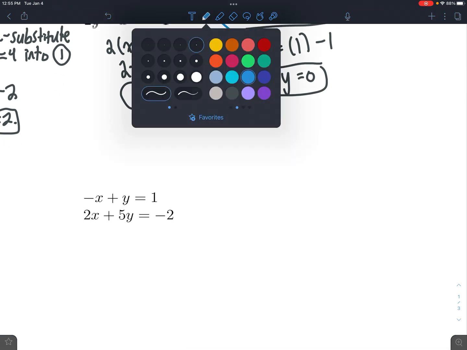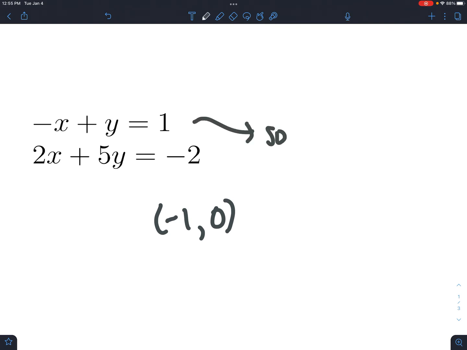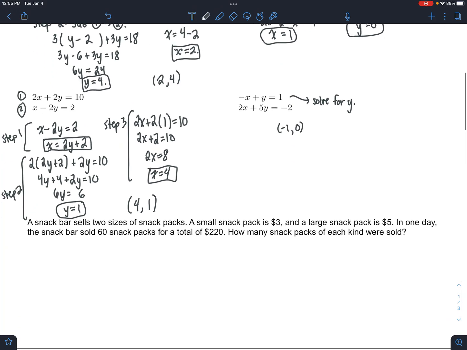All right, and I'd like you to work out this one and see if you can find out why this is the answer. Okay, and my hint would be maybe to try and solve this for y first. And then make a substitution and then back substitute to find your second point. So see if you can figure out why that's the case.